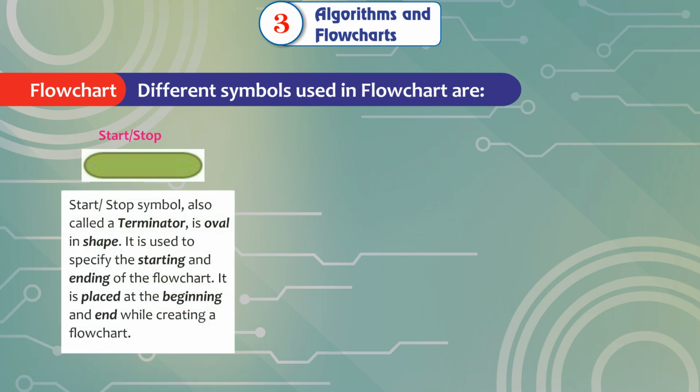Start/stop. The start/stop symbol, also called a terminator, is oval in shape. It is used to specify the starting and ending of the flowchart. It is placed at the beginning and end while creating a flowchart.